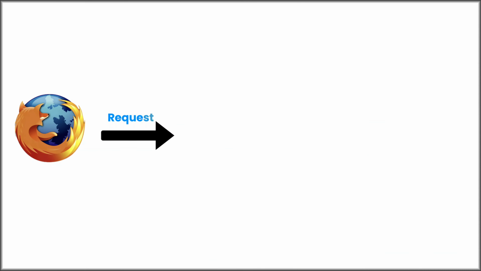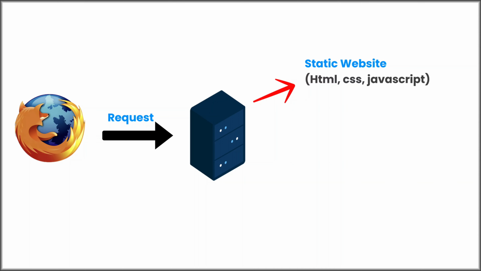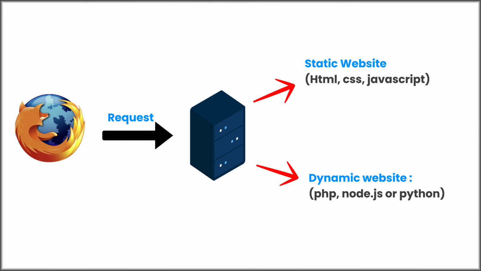The web server receives the browser's request. If it's a simple static website, it directly returns the HTML, CSS, and JavaScript files. If it is a dynamic website like an e-commerce site, the server may run code using languages like PHP, Node.js, or Python to generate content before sending it back.